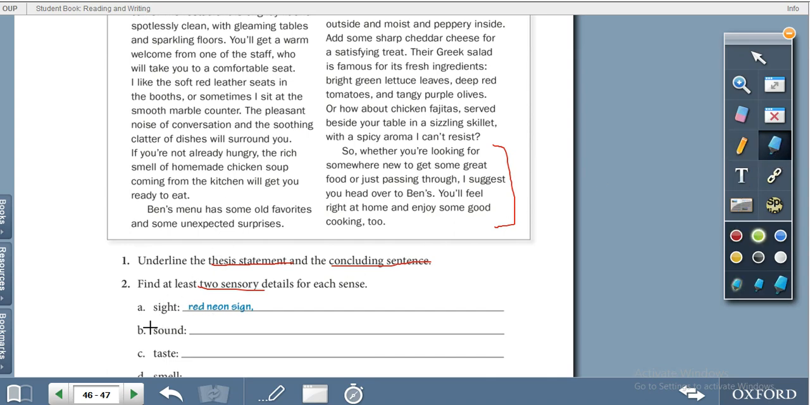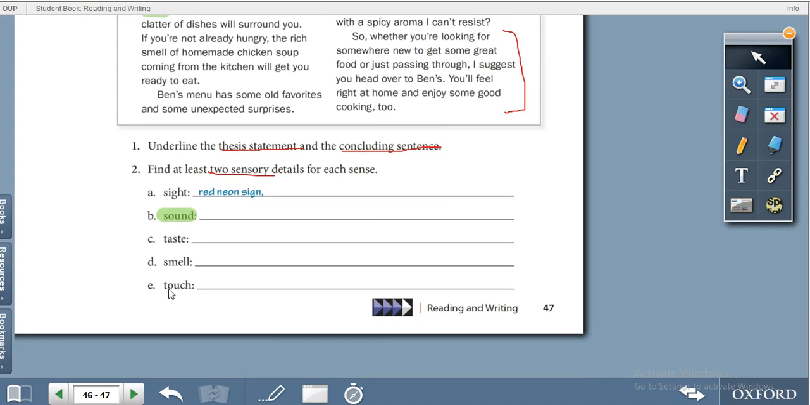For example, the first one is sight: red neon sign. Sound, for example, the pleasant noise, is related to sound. And then if we have another word, we can use some great food, and comfortable seat, which is related to maybe touch. So you have to find two examples of each sense and write them there.